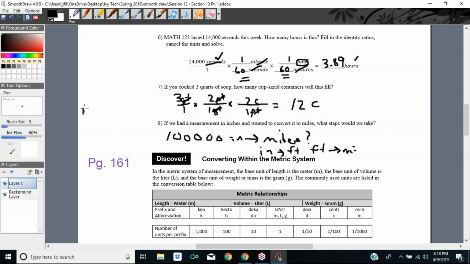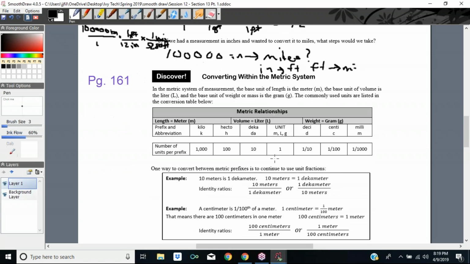So it would look like, for my example, 100,000 inches, we would have to do 1 foot, 12 inches to get rid of the inches, and then 5280 feet, one mile on the top, and then notice how the feet and the inches would cancel out, and we'd still be left with miles in the numerator, and that's what we're looking for. So that's how we would handle that.